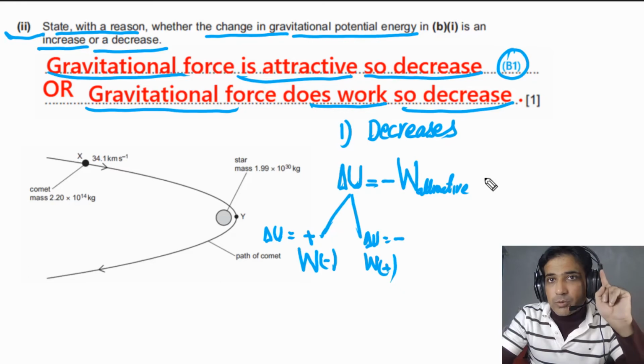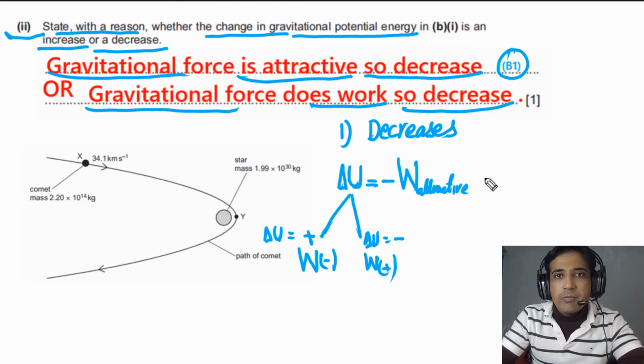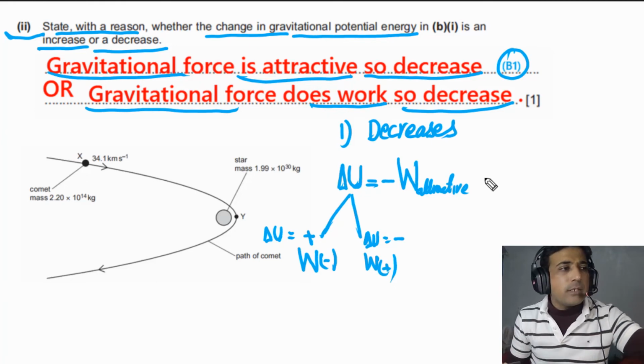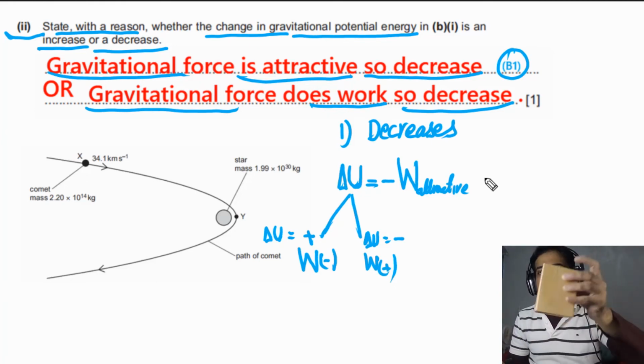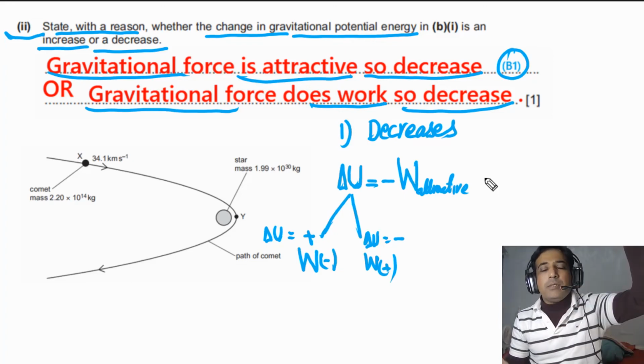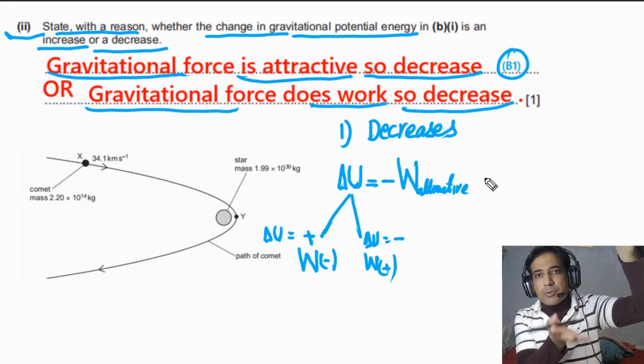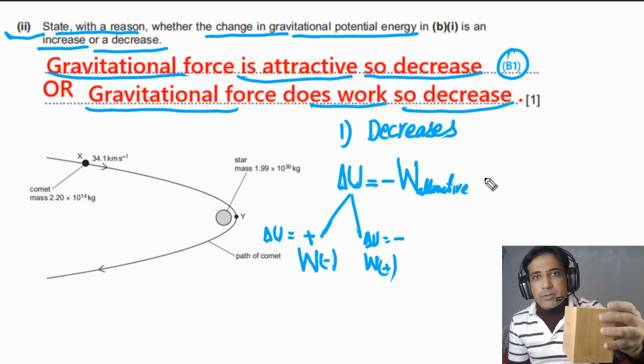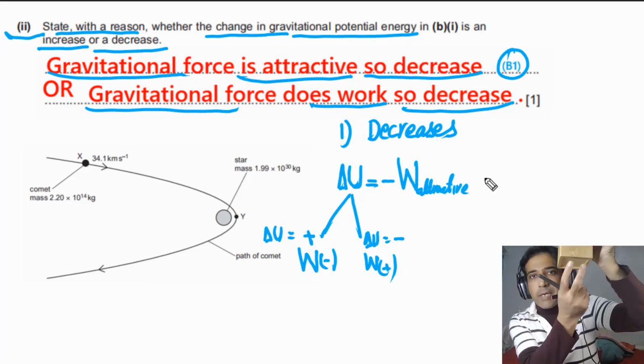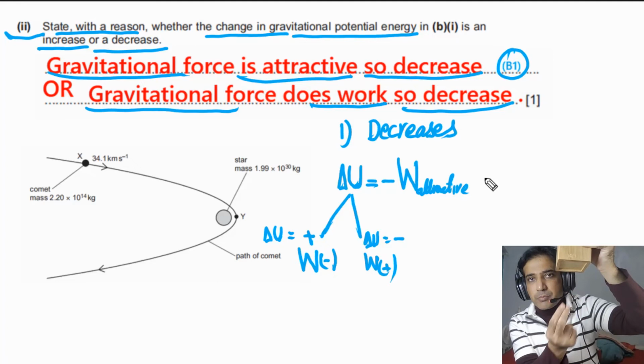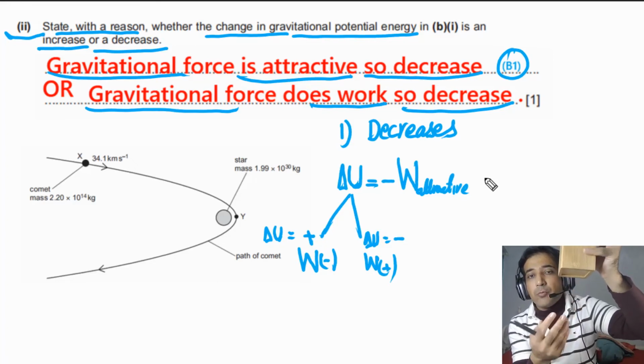Very important point you need to understand. If work done by attractive force is positive, change in GPE or change in potential energy will be negative. If work done by attractive force is negative, change in potential energy will be positive. Imagine I have this small box. If I raise this one, work done by gravity is negative, so the potential energy increases. But if I lower this one, means if I drop this one, work done by gravitational force will be positive, so its gravitational potential energy will decrease.